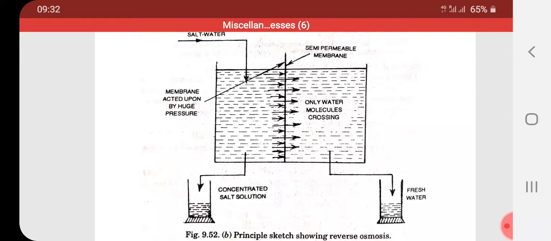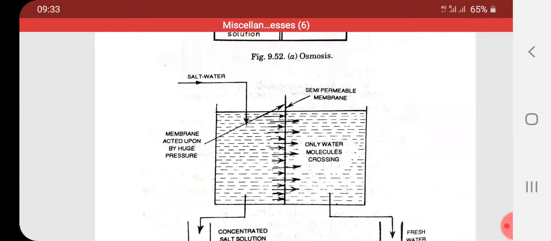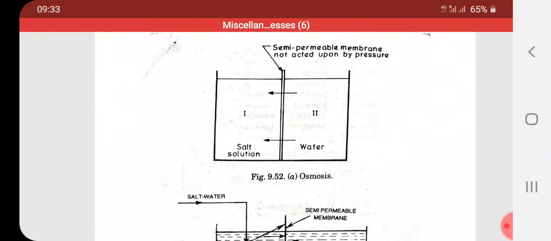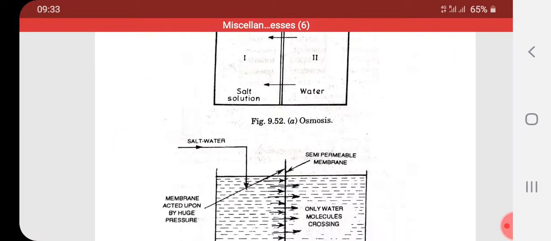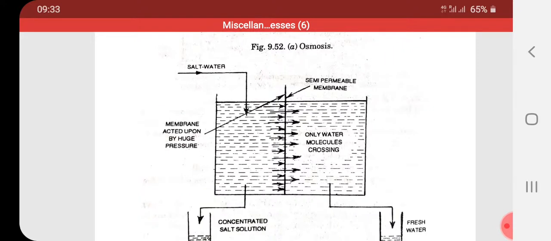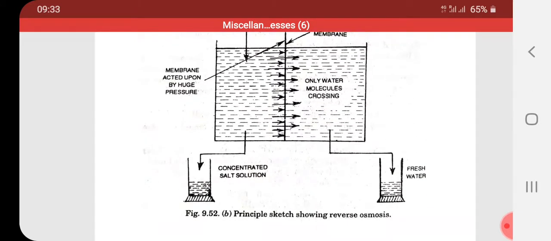So therefore it is called reverse osmosis. Do you understand why it is reverse osmosis? Because in osmosis, water moves towards the salt solution. In reverse osmosis, water from the salt solution moves towards the water. Understand? So the second figure is showing reverse osmosis. So this is the principal sketch showing the reverse osmosis.